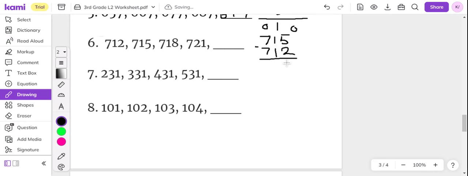So 5 minus 2, 3, and then 0, 0. So that means each time the number goes up by 3. So 721 plus 3 is 724.